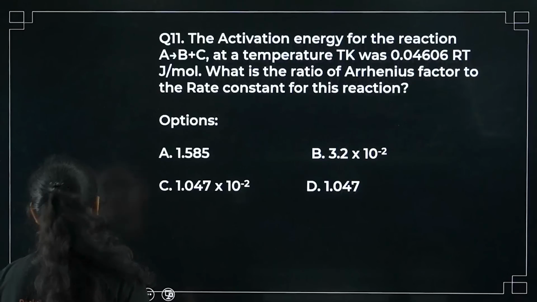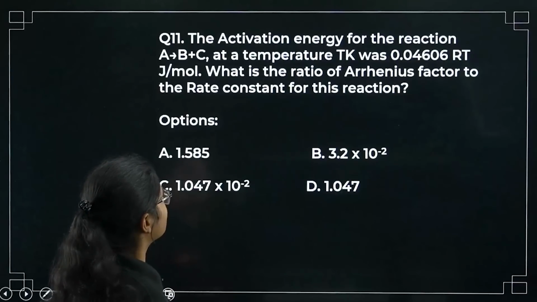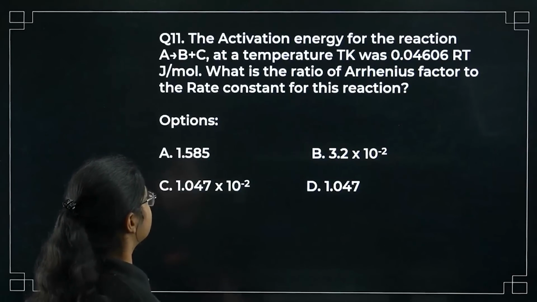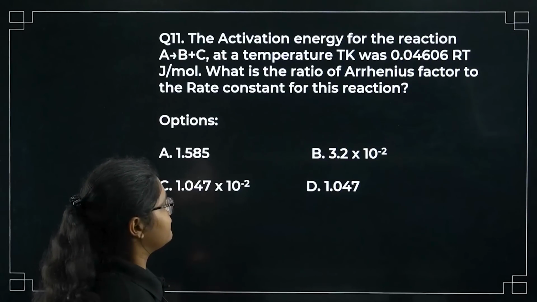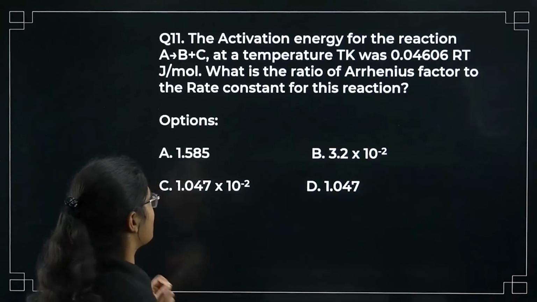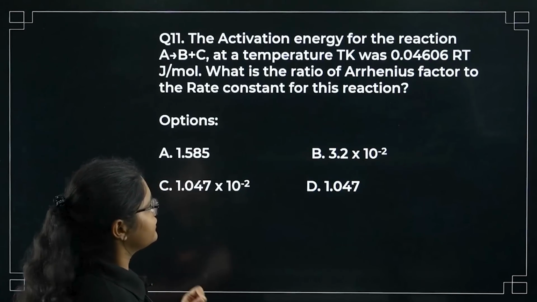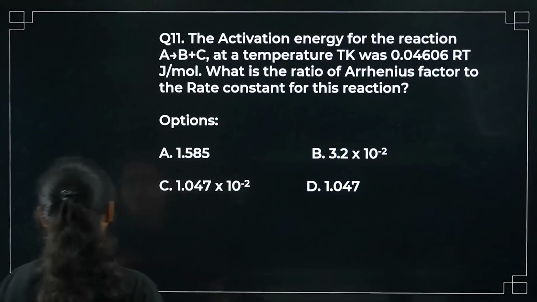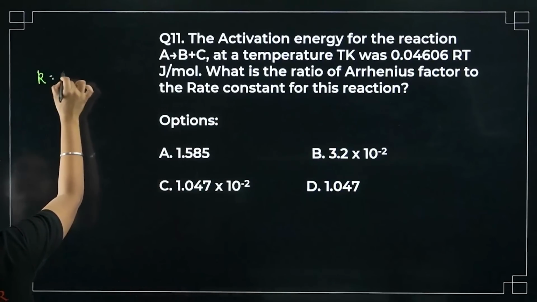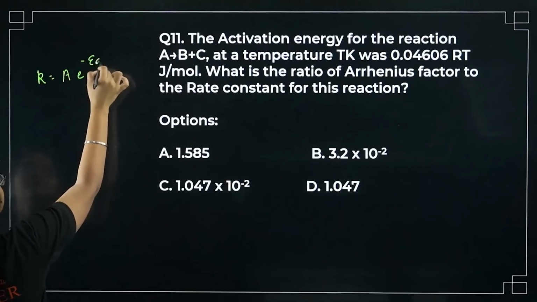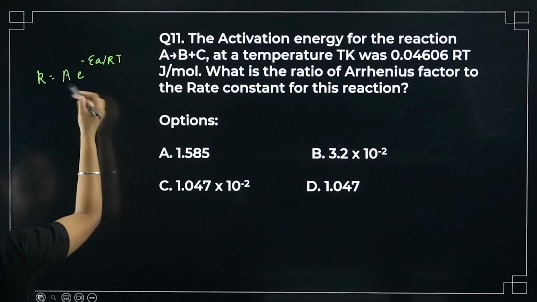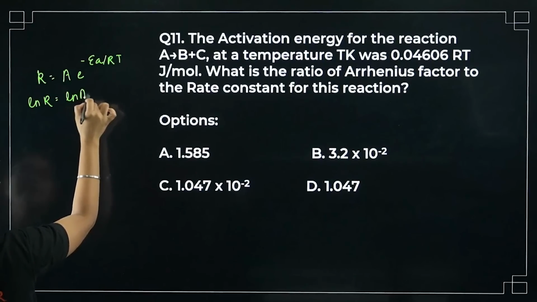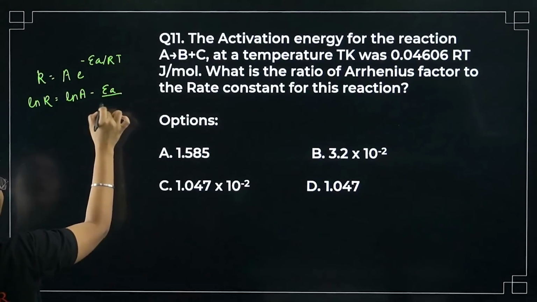Next, moving to question number 11. The activation energy of the reaction A gives you B plus C at a temperature T Kelvin was 0.04606 RT joule per mole. What is the ratio of the Arrhenius factor to the rate constant for this reaction? This is also a very good question. We have this Arrhenius equation, right? I can substitute like this. Now if I take ln on both sides, ln K is equal to ln A minus EA by RT.